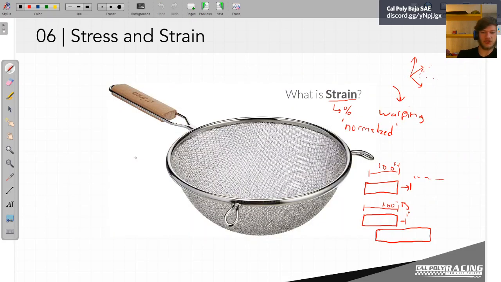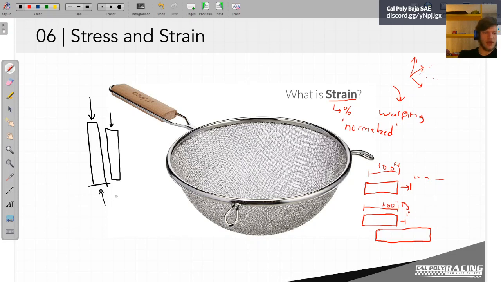Then similarly for strain, it's the same idea. With strain, you're talking about the body being compressed or stretched. We're talking about the body actually changing shape rather than the body moving.